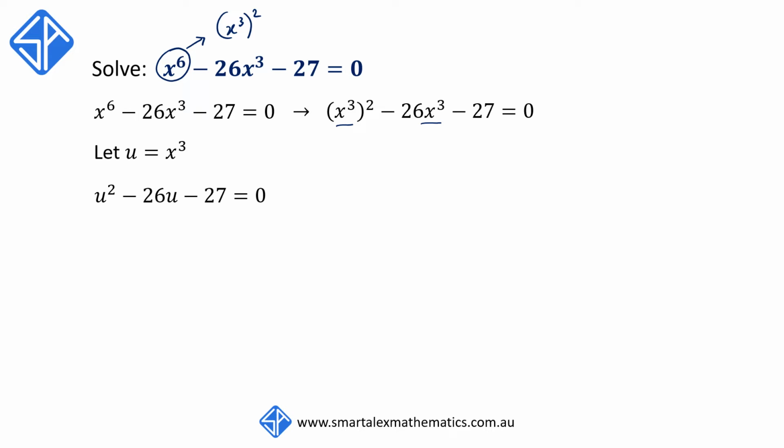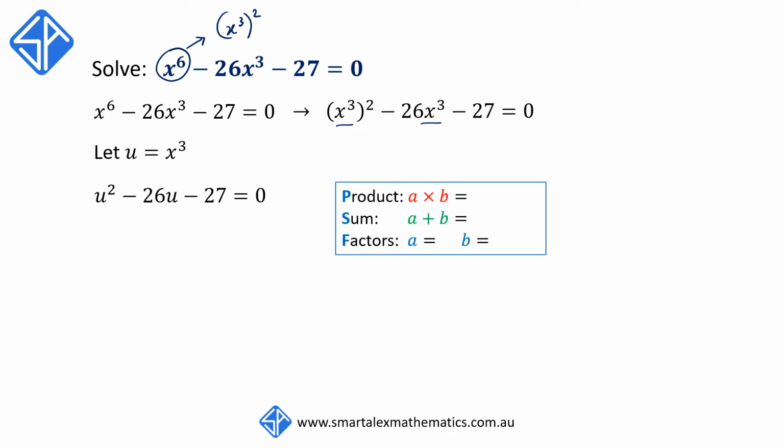This is a monic quadratic, and to solve this quadratic, we can use the PSF method, which stands for product, sum, and factors. To use the PSF method, we need to look for two numbers, a and b, that multiply to give the constant, which is negative 27. The same two numbers a and b also need to add to give the coefficient of u, which is negative 26. The two numbers that satisfy both of these conditions are a equal to 1 and b equal to negative 27, because 1 times negative 27 gives us negative 27 and 1 plus negative 27 gives us negative 26.